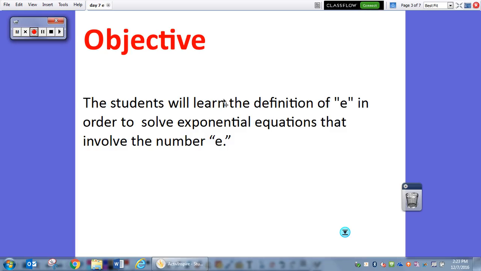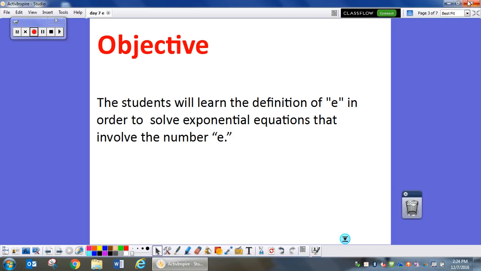All right, so today your objective is the students will learn the definition of e in order to solve exponential equations that involve the number e. So hopefully you saw the video on e and you see that it is sort of like pi, it's just a random irrational number. So we have a button for it on our calculators.